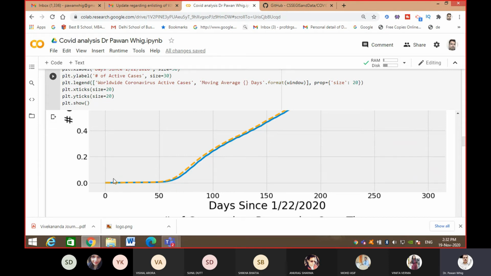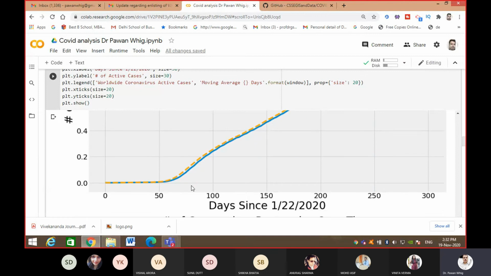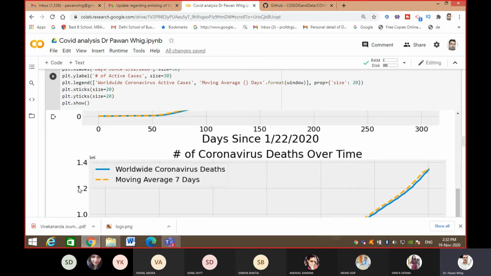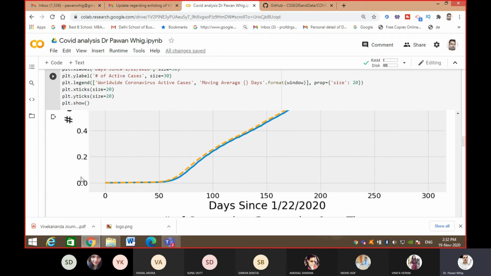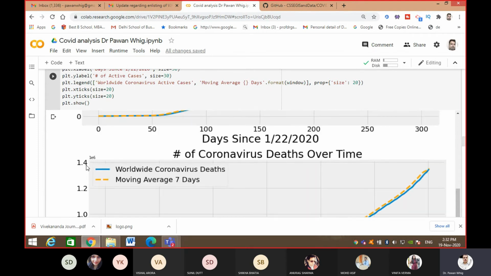Similarly, coronavirus deaths over time, if you see worldwide deaths, at the initial days since 21st Jan, for about 50 days there are very few deaths due to coronavirus. But after the 50 days to almost the year, the death rates increased, and here the value is point 2 point 4. It is not point 2 point 4, it is basically 10 raised to power 6, so it is in million. I hope you understand because the unit is mentioned here.